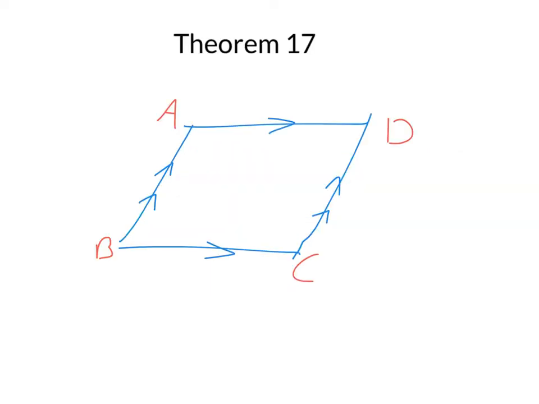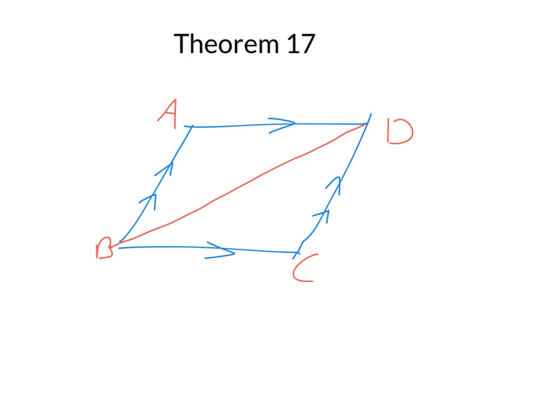So now we're on to theorem 17. Theorem 17 just states that for any given parallelogram, like this one here, ABCD, if we draw any diagonal, I'm going to draw a diagonal from B to D. This diagonal will divide the area of the parallelogram into two equal sections.